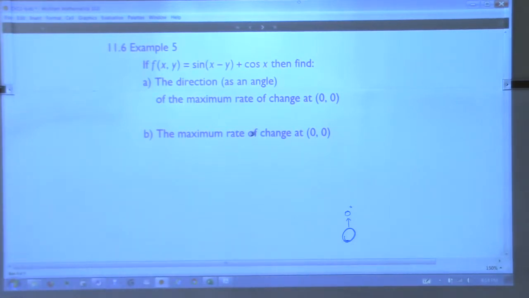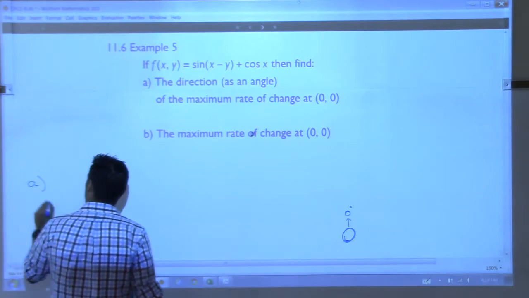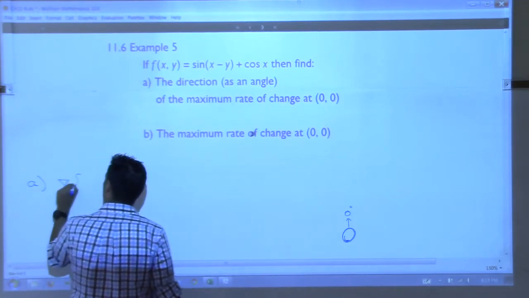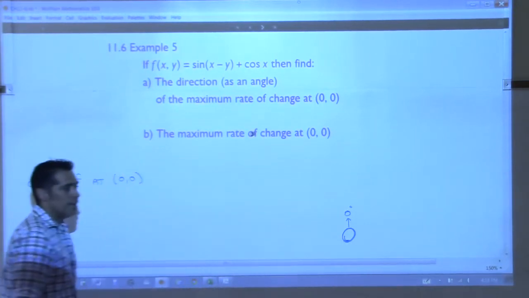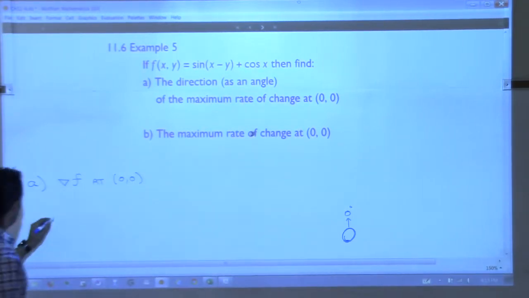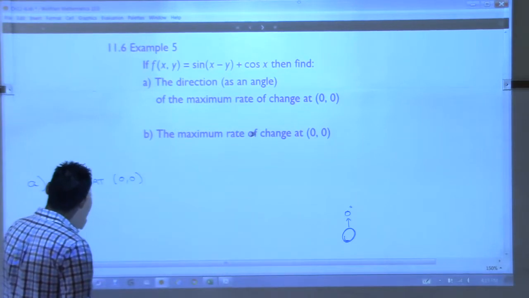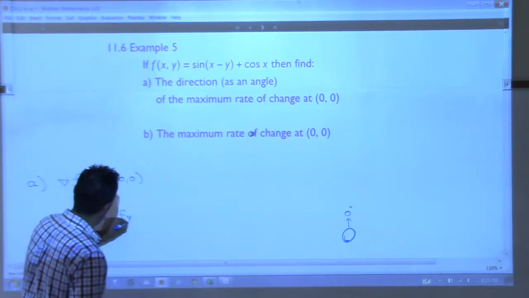So how are we going to determine that? For part A, we just need to figure out what the gradient of f is at the point 0, 0. That's going to answer part A. Now, we're going to get a vector as an answer, and they want the answer as an angle, relative to the x-axis. So let's compute the gradient. The gradient of f is equal to the partial of f with respect to x, partial of f with respect to y.